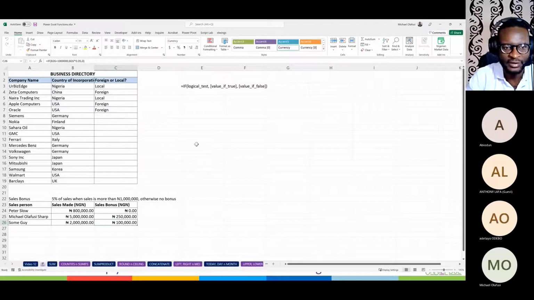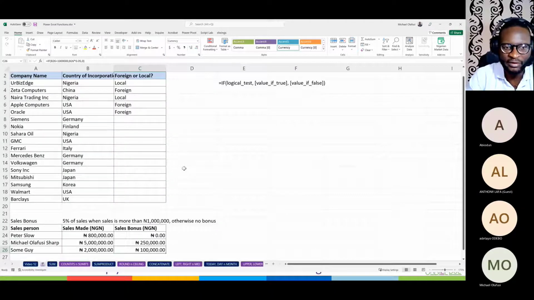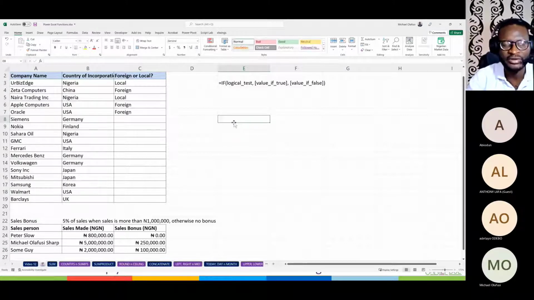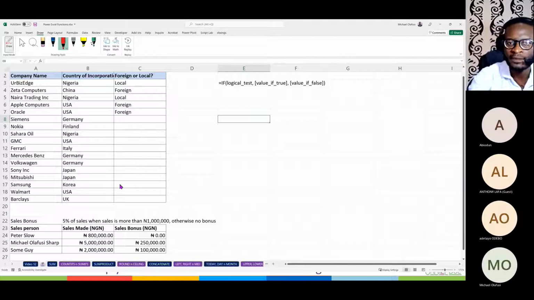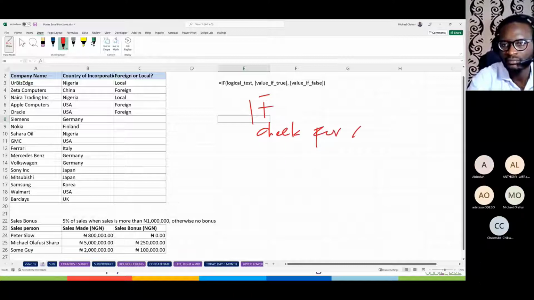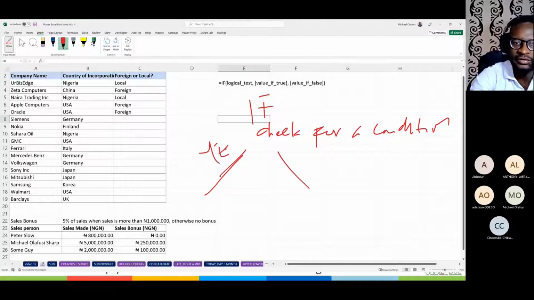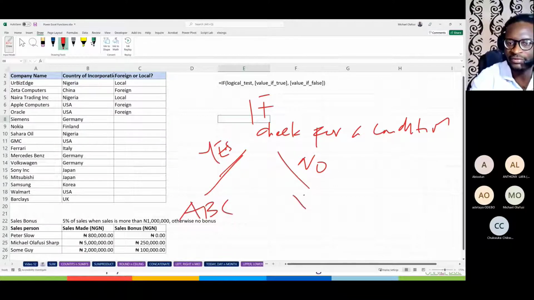So let's start with the IF formula, right? So we all understand that the power of Excel lies in the ability for you to automate things. So the IF formula is one of those very important formulas because it allows you to check for a condition. And then two things can happen. Yes, the condition was met. No, the condition was not met, right? So with the IF formula, you can say if it evaluates to yes, Excel should do A, B, C. And if it evaluates to no, Excel should do maybe something completely different.